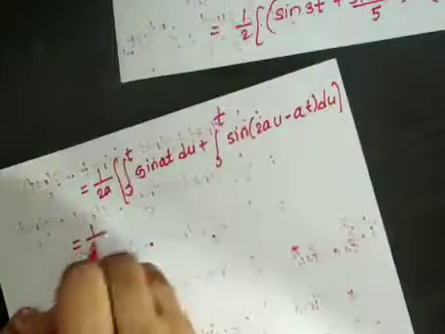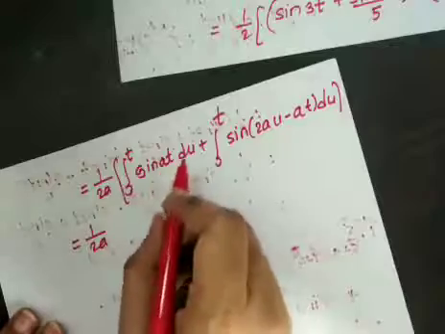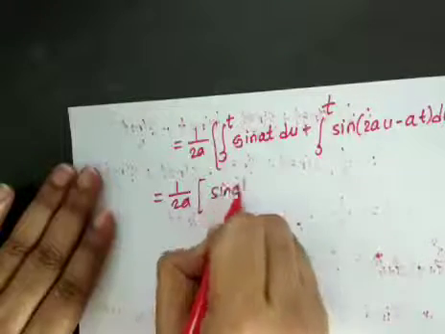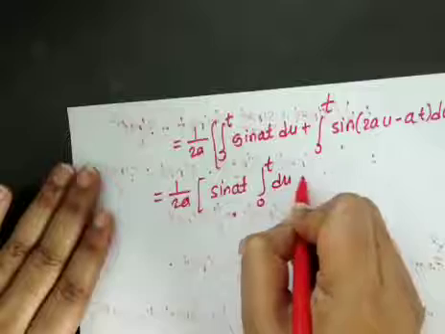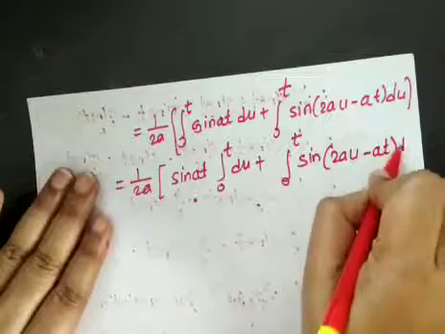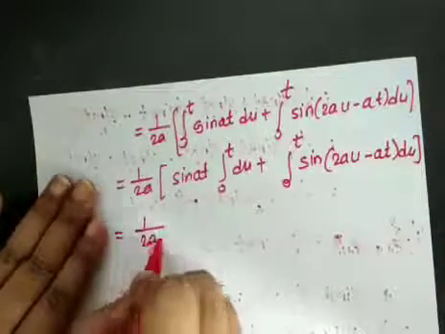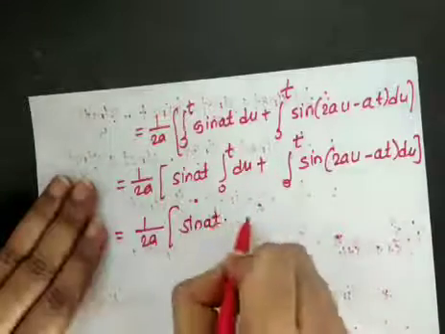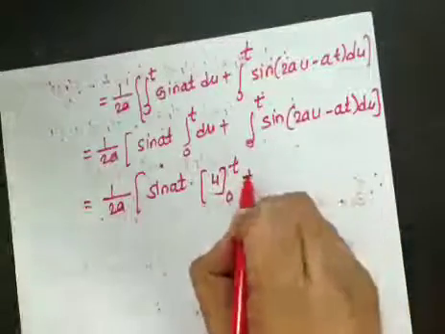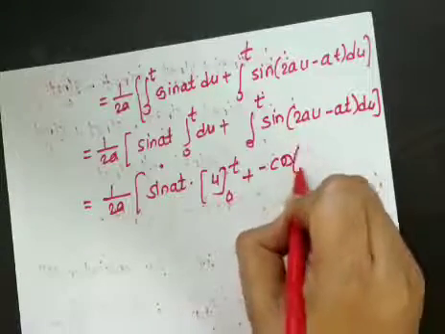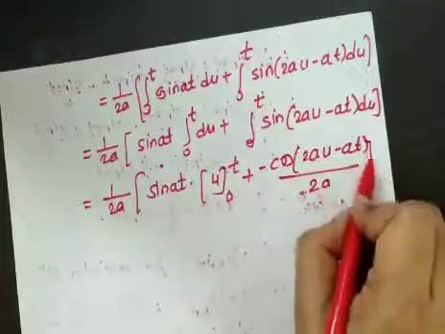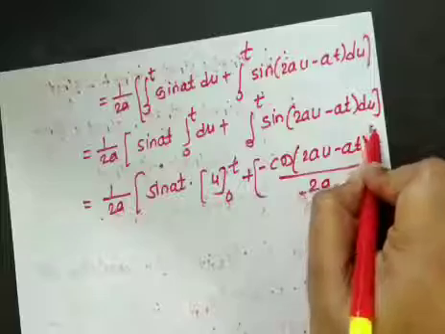That is 1 upon 2a integration of sin at du with respect to u, and it is a function of t, so it is constant. It will come out of the integration, so sin at integration du, plus integration 0 to t sin(2au minus at) du as it is. That is 1 upon 2a sin at into integration du, that is u, from 0 to t, plus integration of sine, that is minus cos(2au minus at) upon 2a, and this is from 0 to t.